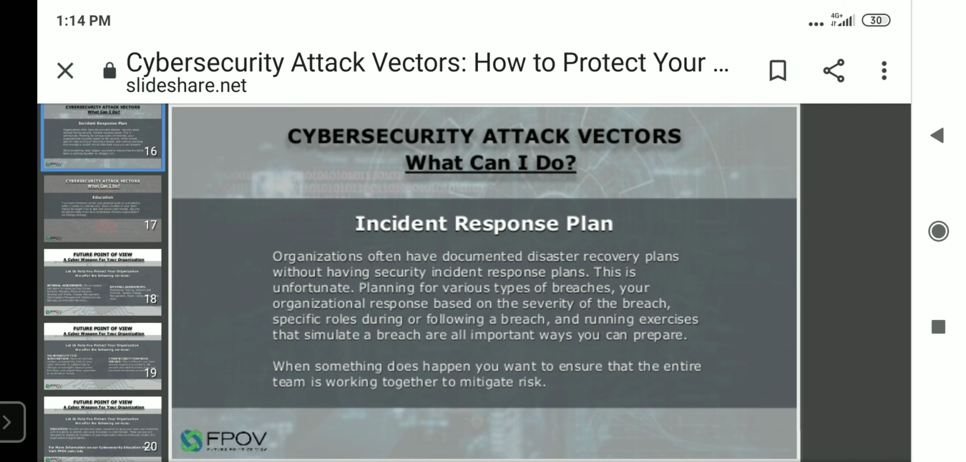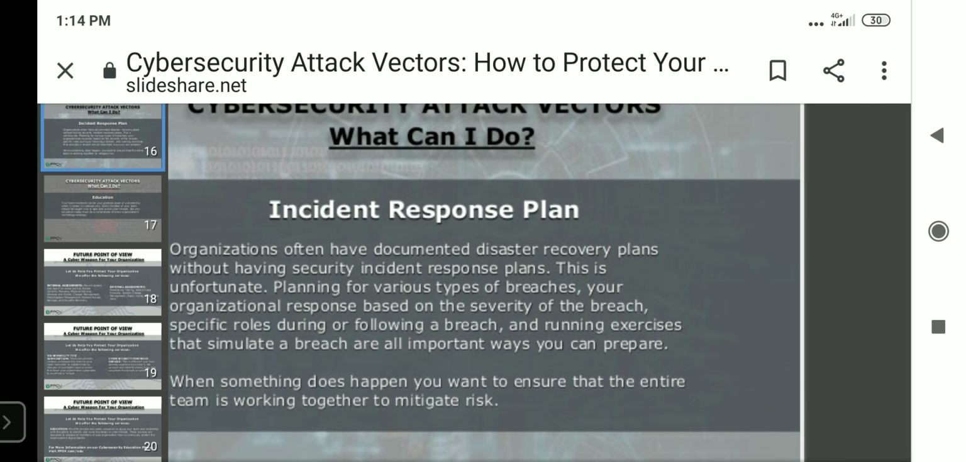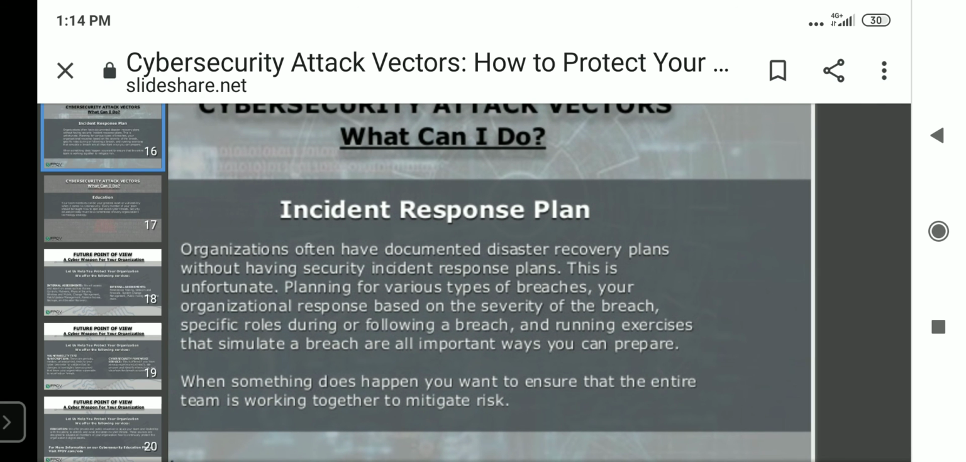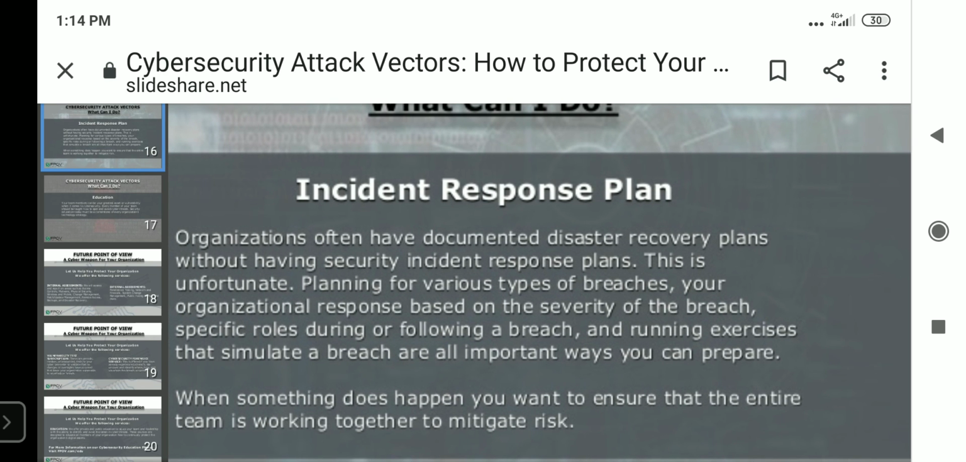Incident response plan. Organizations often have documented disaster recovery plans without having security incident response plans. This is very unfortunate. Planning for various types of breaches or organization response based on the severity of the breach, specific rules during or following a breach, and running exercises that simulate a breach are all important ways one can prepare. When something does happen, you want to ensure that the entire team is working together to mitigate risk.